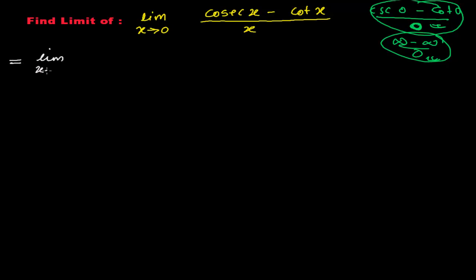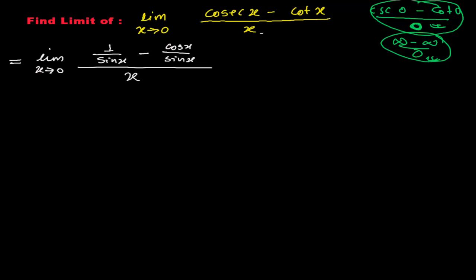Limit x tends to 0. Here I'm going to convert this cosec x and cot x into the form of sine. Cosec x, we all know, is 1 over sin x, and here cot x is equal to cos x over sin x, and then whole divided by this x.